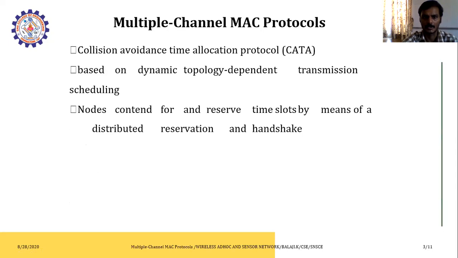In order to avoid collision, we make a timely allocation for each communication. For example, if you have 10 data to transmit and 2 senders both want to transmit at the same time, it's not possible. So there are multiple channels available.